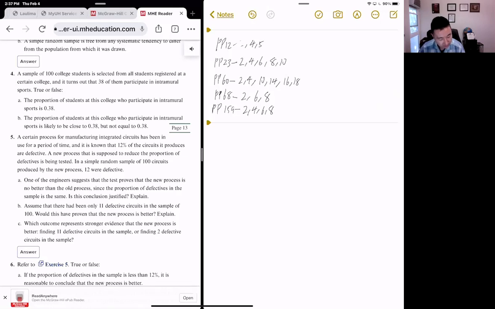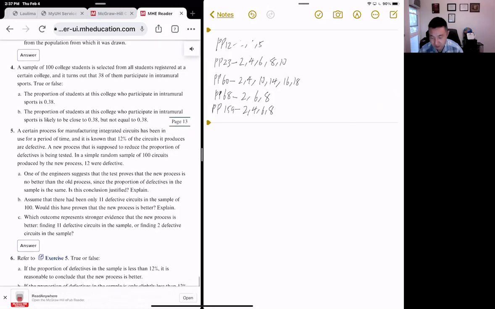Next question, 5. A certain process of manufacturing integrated circuits has been used for a period of time, and it's known that 12% of the circuits produced are defective. A new process, supposed to reduce the proportion of defective circuits, is being tested with a simple random sample of 100. Say again 12 are defective.